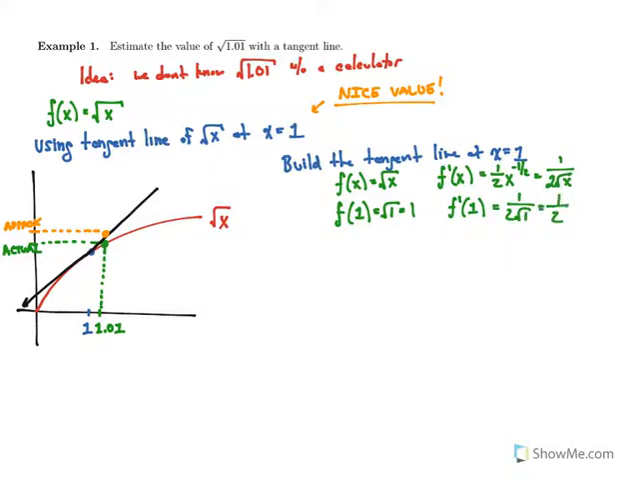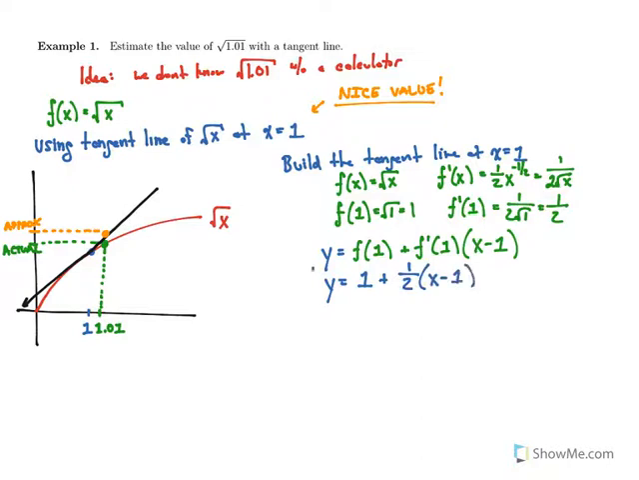So the tangent line at x equals 1 is going to be y equals f of 1 plus f prime of 1 times x minus 1. F of a plus f prime of a times x minus a. And in this case, we have 1 plus 1/2 x minus 1. So this is our tangent line approximation to the function at x equals 1.